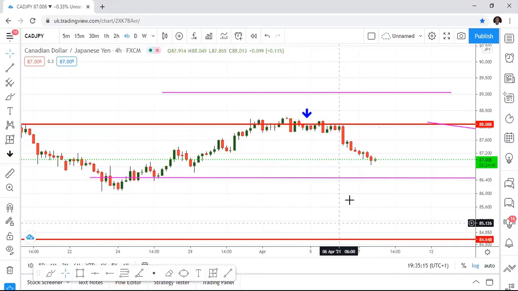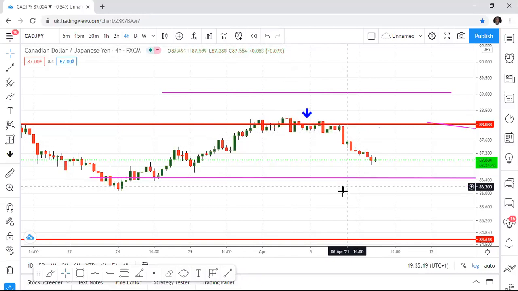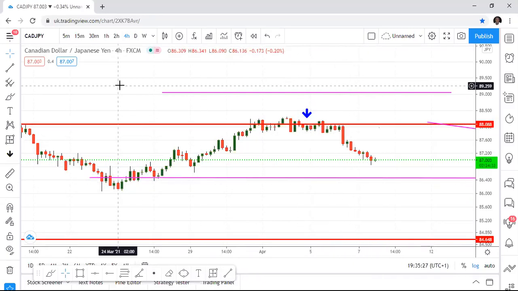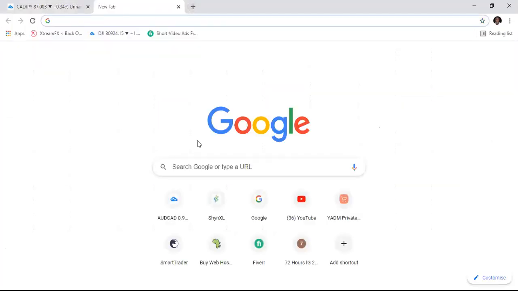Take your first take profit here. If you want to hold the trade, you can hold it to this level, but most likely take your first take profit here. The price will come down here. I'm very sure that this market will come down. But before you do that, you want to first of all also know what is happening in the news.